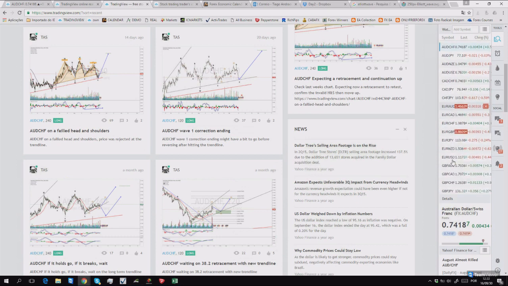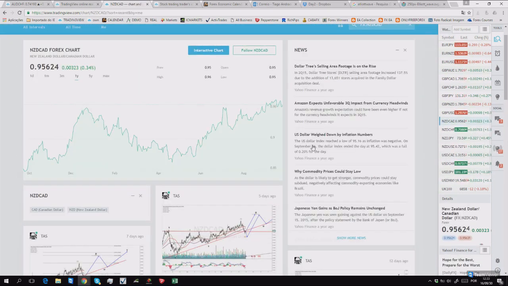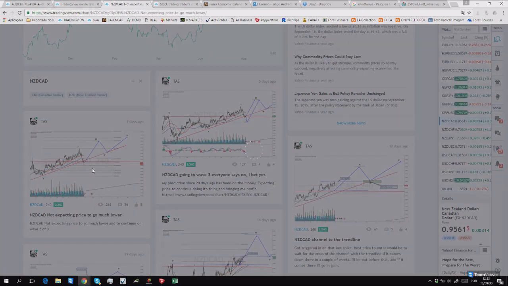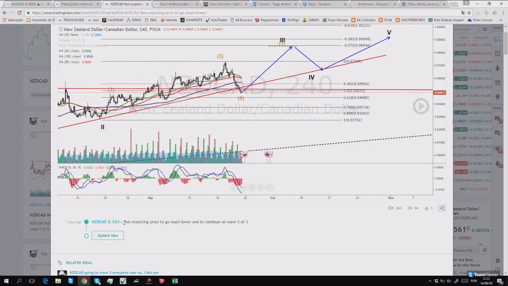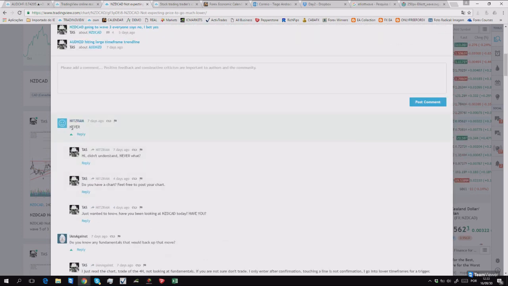I do want to show you something that's really, really funny. Last Friday, 7 days ago, I posted this chart and I wrote, I do not expect price to go any lower or much lower than this. And immediately people started saying, never. And I said, I don't understand, never what?